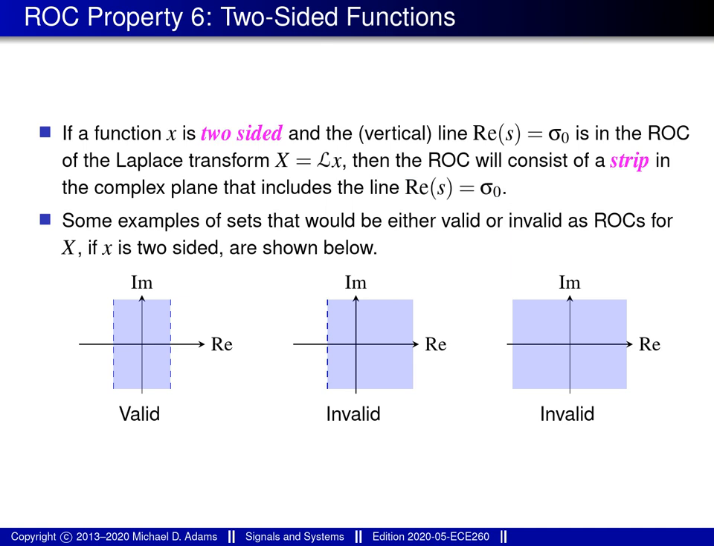At the bottom of the slide are three figures, each showing a set in the complex plane. Let's consider if each of these sets would constitute a valid region of convergence for the Laplace transform of a two-sided function. The set shown in the leftmost figure is a valid region of convergence, since this set is a vertical strip. The sets shown in the middle and rightmost figures are not valid regions of convergence, since they are not vertical strips, and the region of convergence of a two-sided function must be a vertical strip.